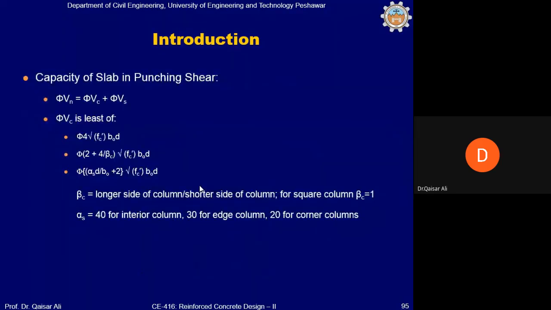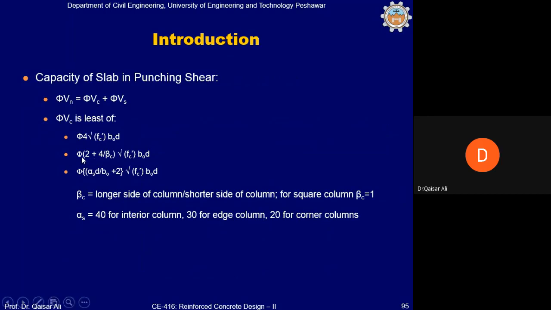Now the punching shear capacity. The total punching shear capacity phi Vn will be equal to phi Vc plus phi Vs. phi Vc is the concrete contribution alone, and phi Vs is the reinforcement contribution if there is any. phi Vc is calculated from these three equations according to the ACI code, and the least of these three values shall be selected as phi Vc. This first equation is 4 into root fc prime b naught d. Every term in this equation is known to you.